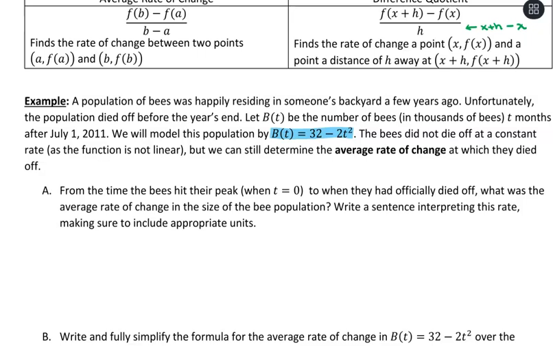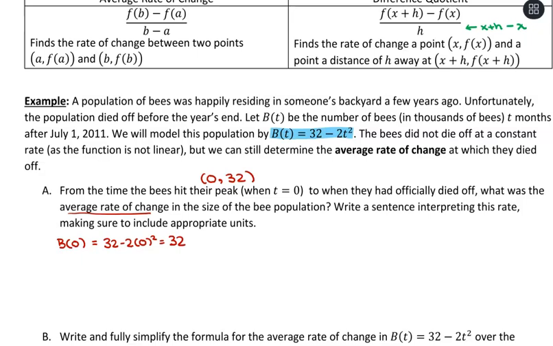So first off, from the time the bees hit their peak, so that's going to be when t equals 0, starting at the peak, to when they had officially died off, what was the average rate of change in the size of the bee population? And we're going to write a sentence for that. So we're starting at the peak, so when t is 0, so if we plug in 0 for t, that's 32 minus 2 times 0 squared, so 32. So there's one of our coordinates. That would be at the peak, input of 0, output of 32.